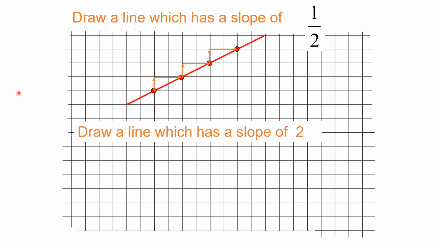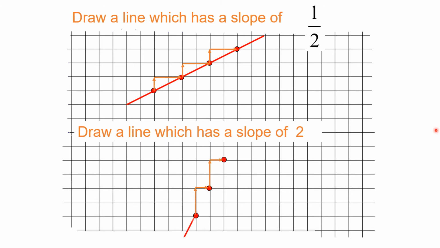Now what about a line that has a slope of 2? So put a dot somewhere. And now we need to, this is 2 over invisible 1. Remember, that's what 2 is. 2 is over 1. So we've got a rise of 2 and a run of 1. There's a rise of 2 and a run of 1.